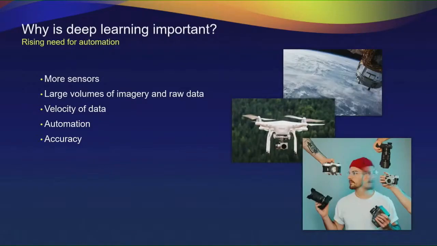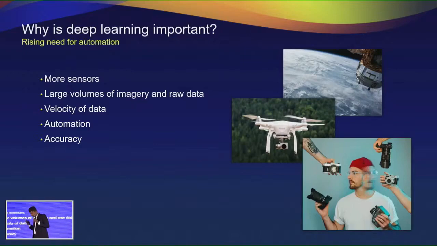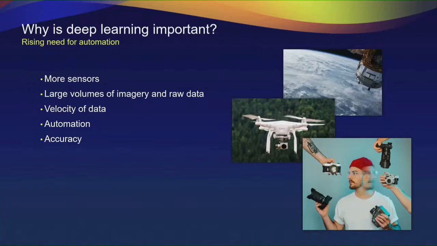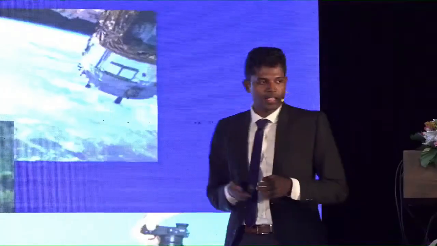Why do we want to concern ourselves with deep learning? It's because there is a lot of data now being produced by technologies like drones and satellite images, and there is a requirement for accuracy and automation. So we can't get away from deep learning. That is why we are planning to cover deep learning in this session today.